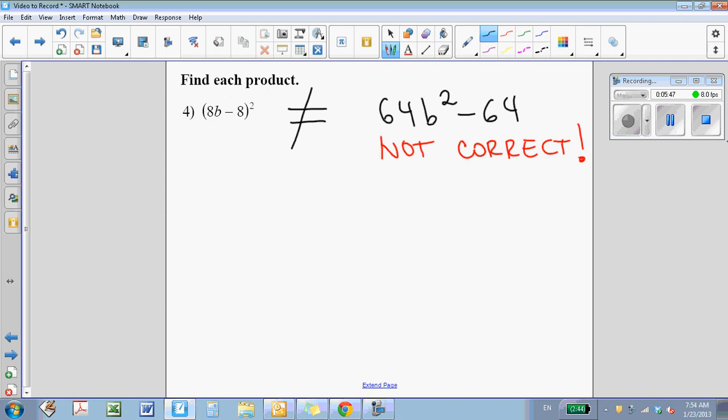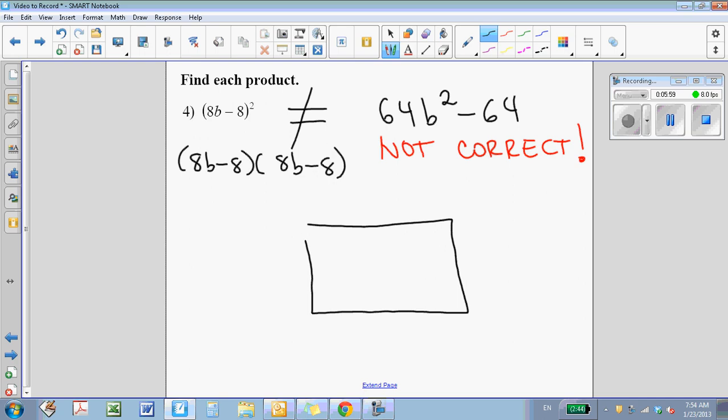So thinking back to our exponents, remember that squared means that we're multiplying (8b - 8) by itself twice. What I'm going to do here is set up a rectangle so that we can multiply it using an area model. So 8b minus 8, another 8b minus 8, and we multiply each one.